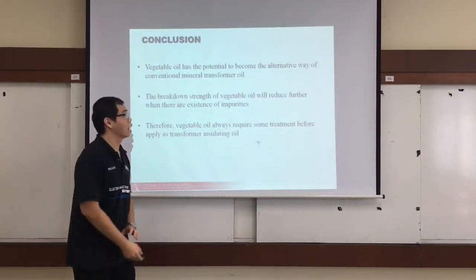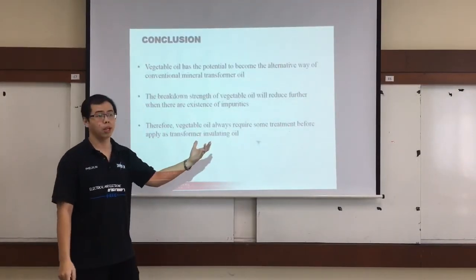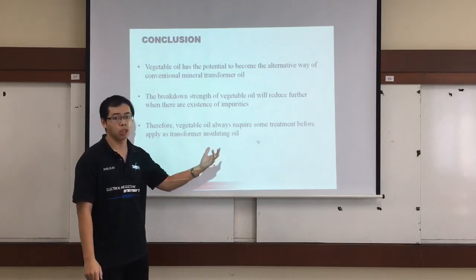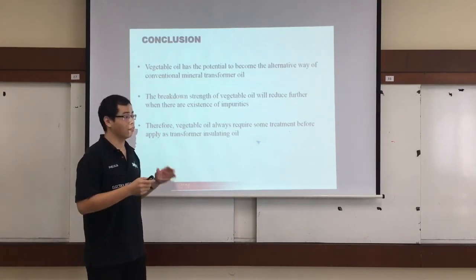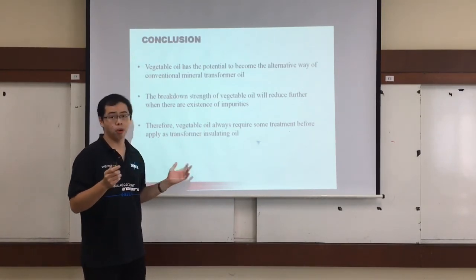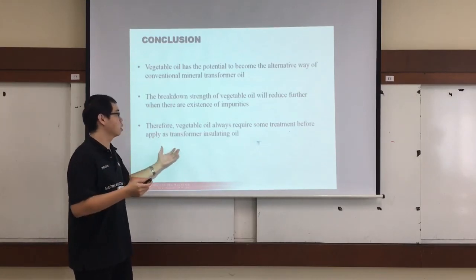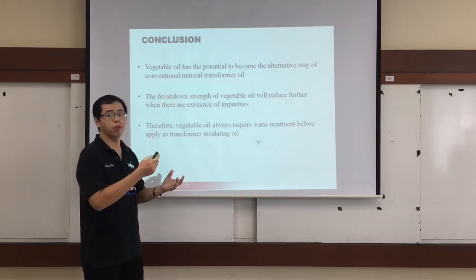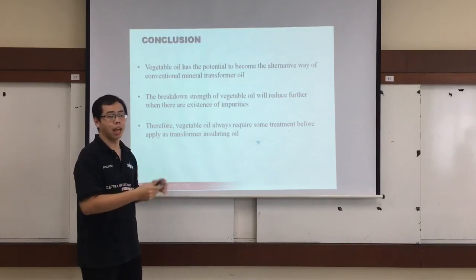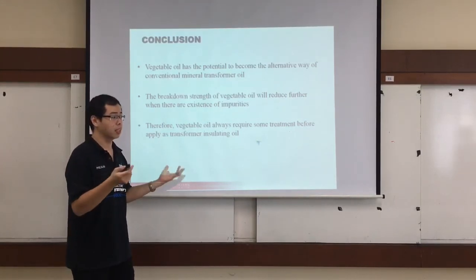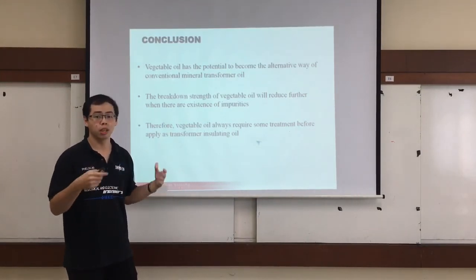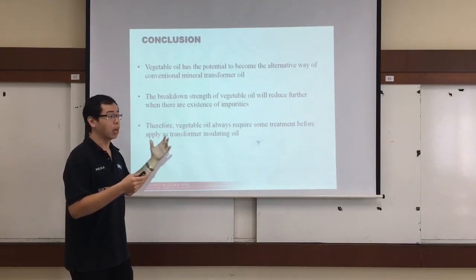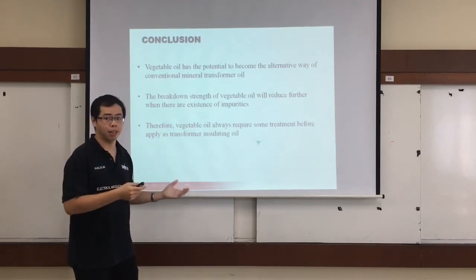Vegetable oils have the potential to become an alternative to replace transformer oils, but vegetable oils still have many unsatisfactory points. That means vegetable oils require some treatment before they can be applied in service, and this is the field where our engineers work to mitigate these issues and make it a better insulating oil.